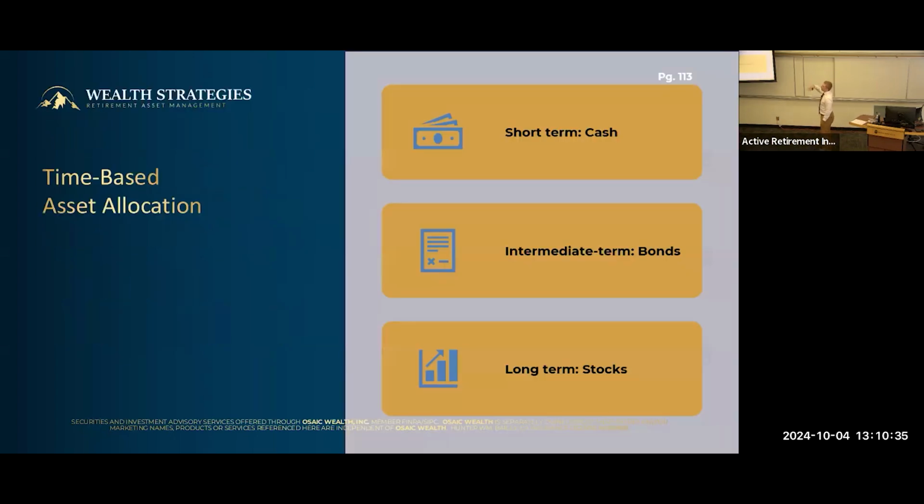We talked about time-based asset allocation, and this is just super simplified. This is kind of what classically you would think of as short term, you'd have your cash assets, intermediate term, you'd have your bonds, and long term, you'd have your stocks.